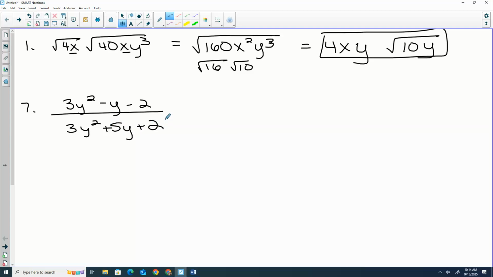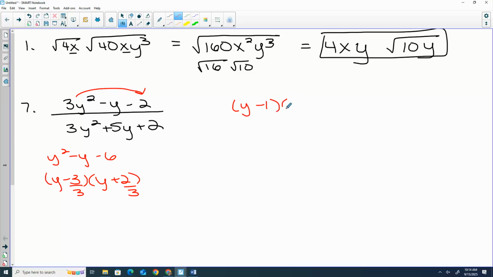It's really tempting to start canceling things out, but we can't cancel unless it's a single term. So what do I have to do first here? Slip and slide. We have to factor top and bottom. So on the top, we would get y squared minus y minus 6, which factors into y minus 3, y plus 2. Divide our 3 back, so y minus 1, 3y plus 2.